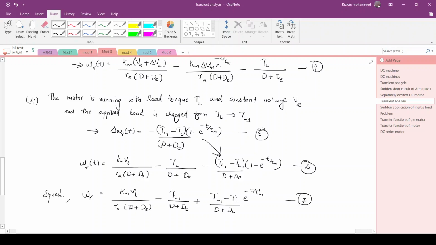You can see that the term TL1 minus TL will decay with the time constant and will be eliminated at infinity, t equal to infinity. The final load torque will be TL1 itself, and the term related to voltage will remain the same. So these are the four conditions related to the transient analysis of a separately excited DC motor. Thank you.